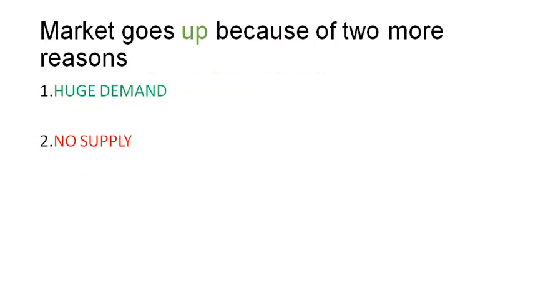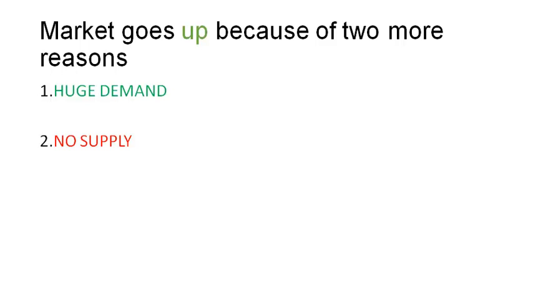Market also goes up because of two more reasons, which is basically the fragmentation of the earlier rule. Market goes up because of huge demand, and market goes up because there is no supply. Now, while both of them seem to be very similar, there is a lot of difference in the way in which the price moves in both of them. Market goes up because of huge demand, which means that there is an extremely strong demand for the stock, and there is not enough supply, so demand exceeds supply and price goes up.